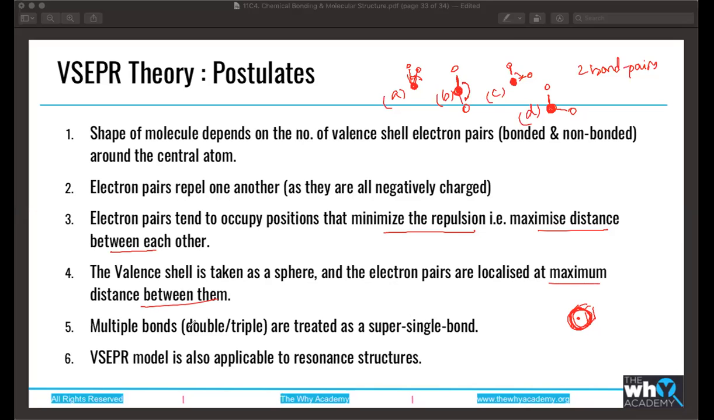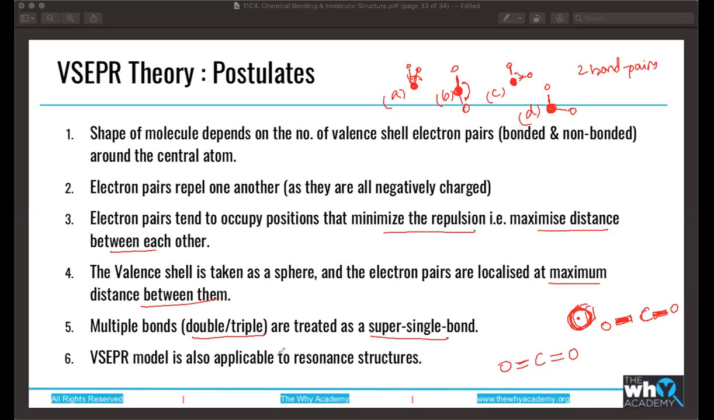Even though there are multiple bonds, double or triple bonds, they're treated as a super single bond. So let's say you have carbon dioxide, you have double bonds. Even though there is a double bond here, for the sake of knowing geometry, VSEPR treats it as a super single bond. Now, because it is bonded to two atoms on either side, it is just considered as two bond pairs. This is the view that VSEPR takes.